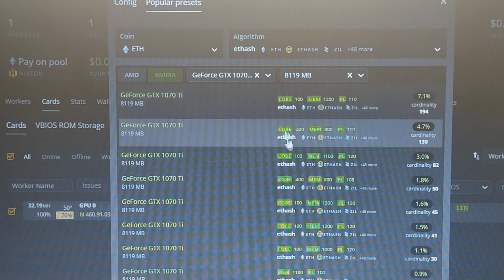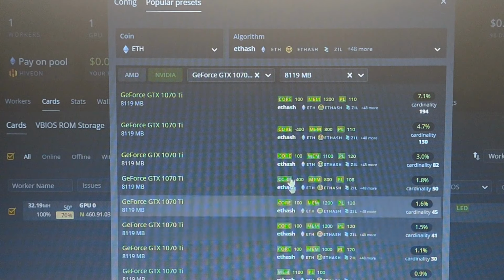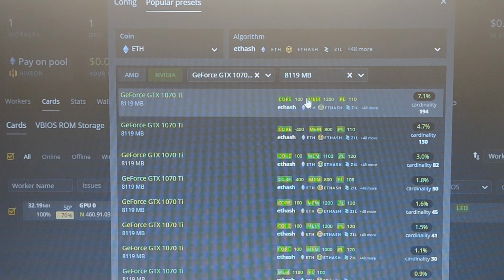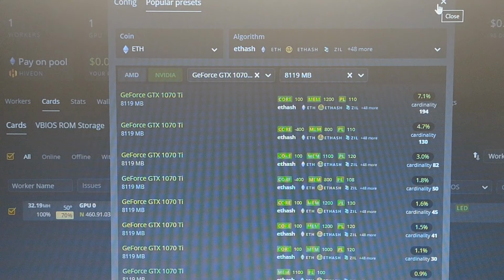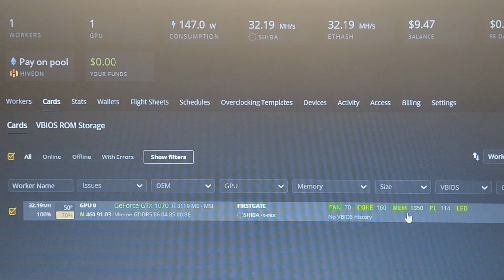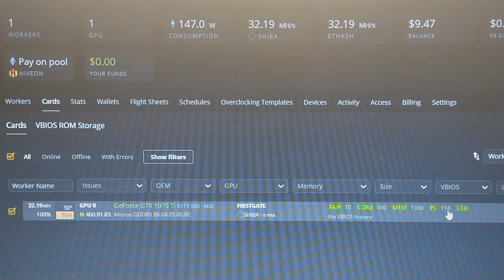Don't mess around too much with the core. You can leave this at a safe 100, especially on these cards. It's totally fine. But if you wanted to go even lower, you can. But I find that 100 to 150 is generally pretty safe with these cards. I've got mine at 160, and then my memory, I've overclocked it to 1350. My power limit's at 114.